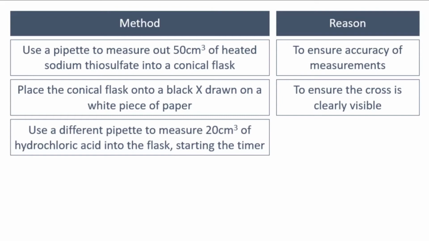Good, so a lot of people spotting this as a different pipette. Obviously, if you're measuring out a different chemical, a different solution, you don't want them to mix up, you don't want the reaction to occur before you've started mixing them. So using a different pipette will solve that problem. Fantastic. And then obviously starting the timer only after you've added the acid into the flask, so that you're not missing that time.